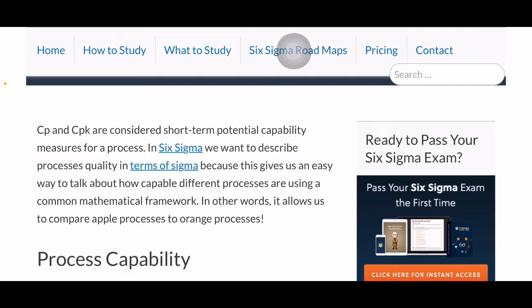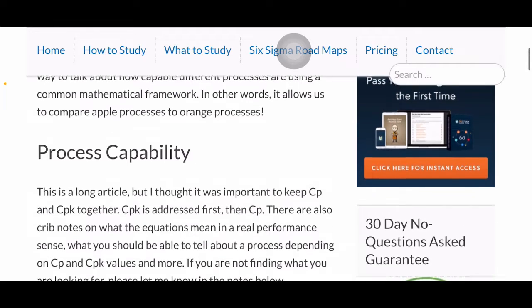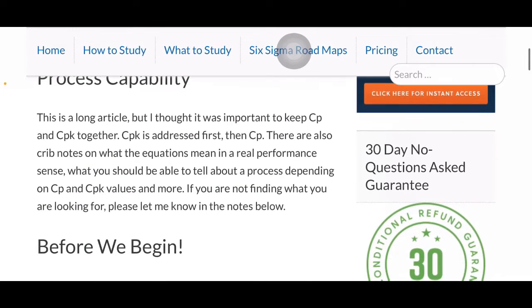Anyhow, in that we want to describe a process's quality in terms of Sigma, because this gives us an easy way to talk about how capable different processes are using a common mathematical framework. In other words, it allows us to compare apple processes to orange processes. Process capability. This is a long article, but I thought it was important to keep CP and CpK together. CpK is addressed first, then CP. There are also crib notes on what the equations mean in a real performance sense, what you should be able to tell about a process depending on CP and CpK values, and more. If you're not finding what you are looking for, please let me know in the notes below.